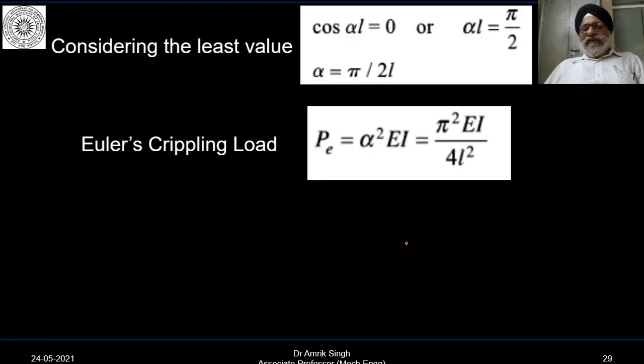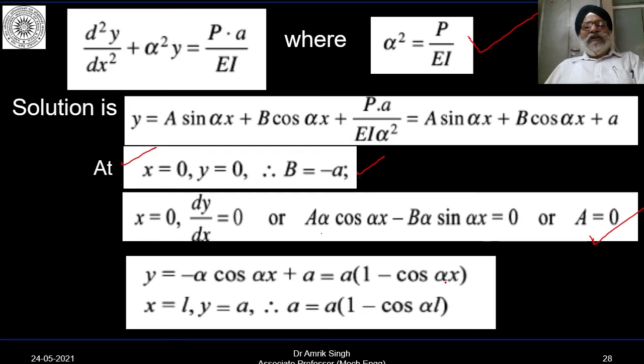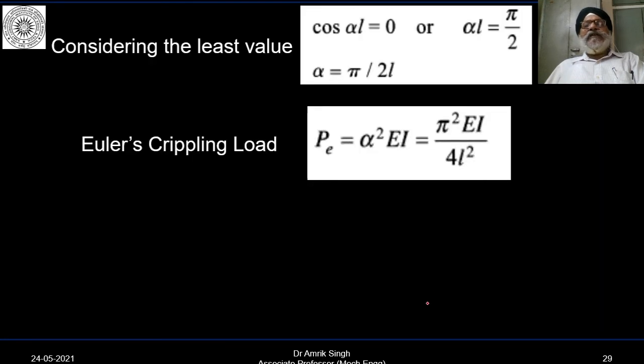So considering that, this will be 1. So 1 will go. That means cos alpha L will be 0, or cos alpha L is cos pi by 2. So alpha L is pi by 2 and alpha is equal to pi upon 2L. If you put this value in this equation, alpha square, you will get this. So this is Euler's load in the case when one end is free and another end is fixed. So these four conditions of the Euler's load we have seen.